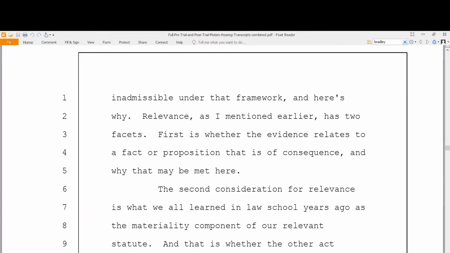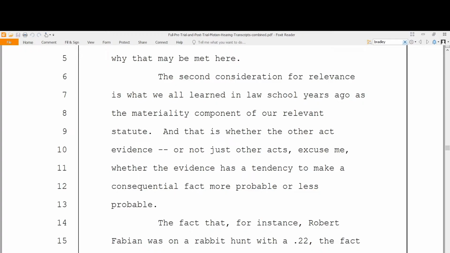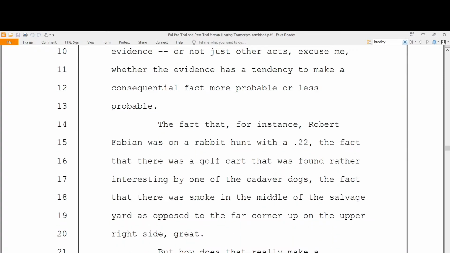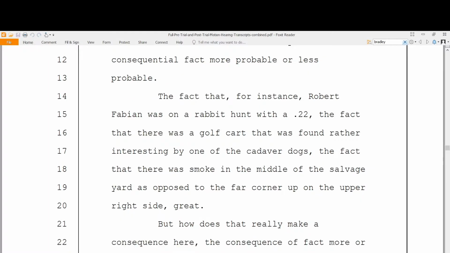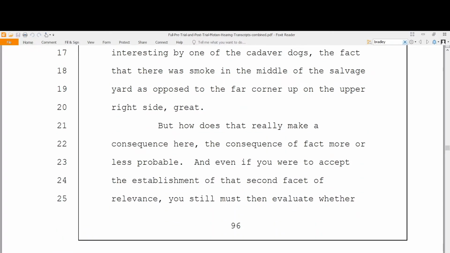Relevance, as I mentioned earlier, has two facets. First is whether the evidence relates to a fact or proposition that is of consequence. The second consideration for relevance, which we all learned in law school years ago as the materiality component of our relevancy statute, is whether the evidence has a tendency to make a consequential fact more probable or less probable. The fact that, for instance, Robert Fabian was on a rabbit hunt with a .22, the fact that there was a golf cart that was found rather interesting by one of the cadaver dogs, the fact that there was smoke in the middle of the salvage yard as opposed to the far corner up on the upper right side, great. But how does that really make a consequential fact more or less probable?